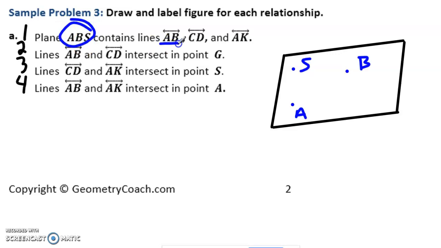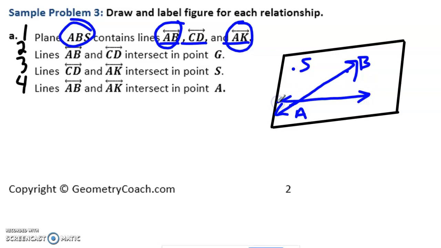Now we have to have 3 lines on our plane. Notice that these two share what point? Point A. So I'm going to draw, first of all, line AB. And then I'm going to have to draw a line AK so that K is using point A. Good? So that takes care of ABS plane, line AB, and line AK.